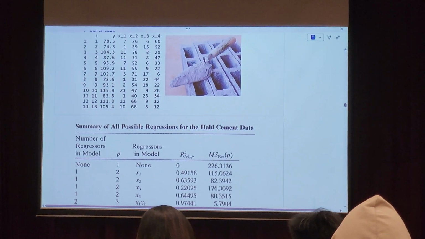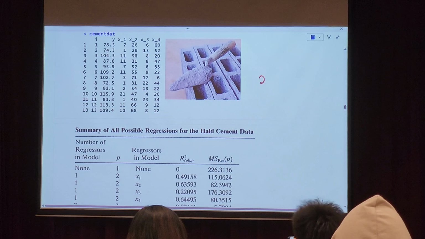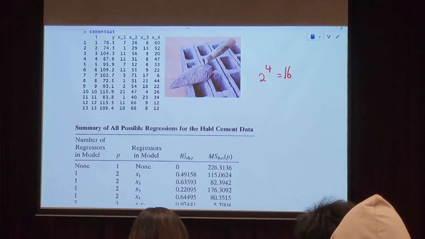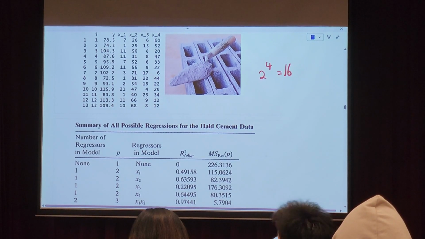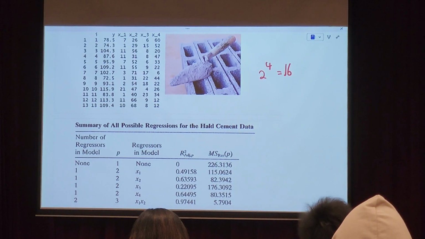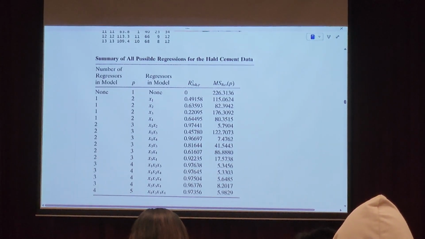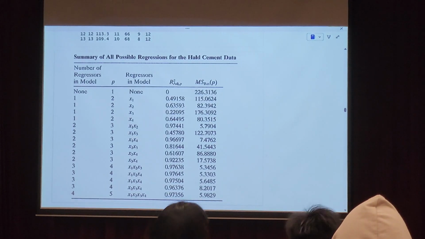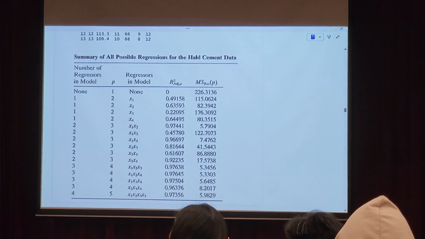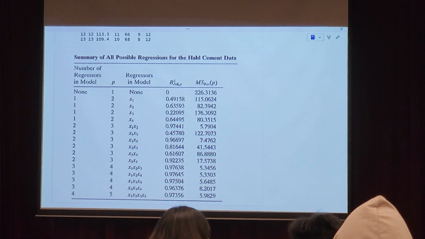Now here we have 4 regressor variables. So we have 16 models altogether. For each regressor, either you include it or not. So it's 2 to the power of 4. Well, here are all the 16 regression models for the cement data.